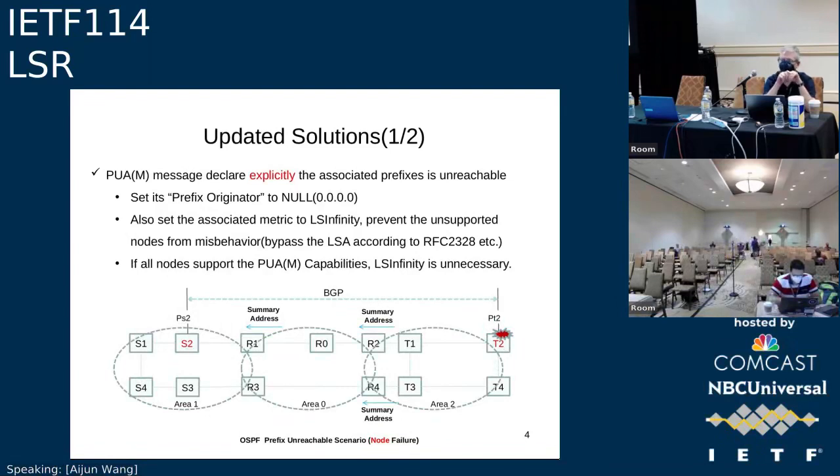I think such an action conforms to the rule of the related RFC. That is, if the metric of the LSA is LSInfinity, then the SPF calculation will bypass such an LSA, so the unsupported node will not misbehave. And we also define a capability bit for the negotiation of such capability. So if all nodes support the PUA capability, the LSInfinity is unnecessary.